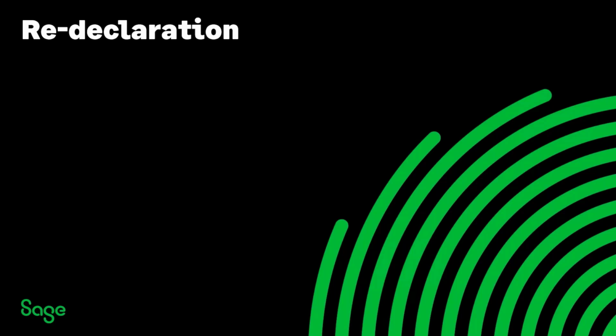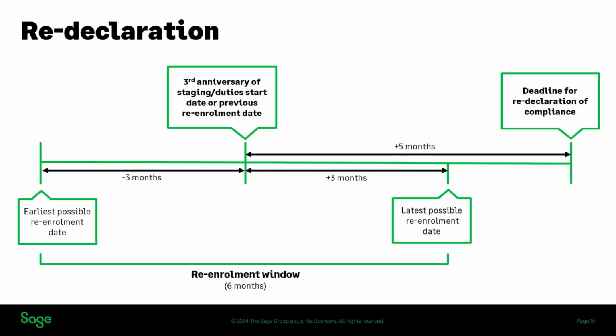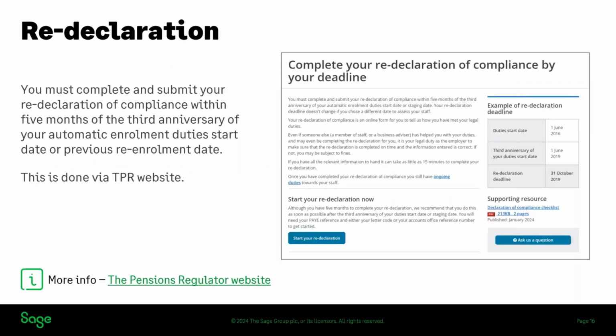So the other part of it is your redeclaration of compliance. And as a reminder, you have 5 months from the 3rd anniversary of a duty start date or previous re-enrolment date to complete your redeclaration. It is a process that's all done on the Pensions Regulator's website. So I've included a link to this on the handout for you, which will take you to the page that you see in there on screen.